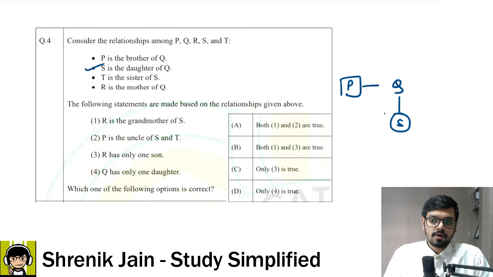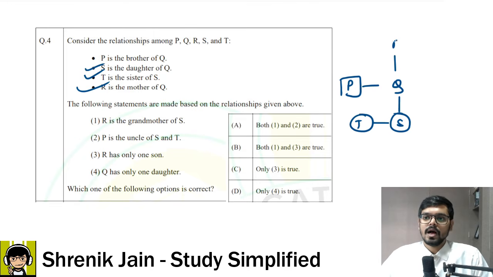Since she is a daughter, so circle. Male would be box, female would be circle. T is the sister of S. R is the mother of Q. That's it. So based on this diagram, you have to comment on which statement is true.